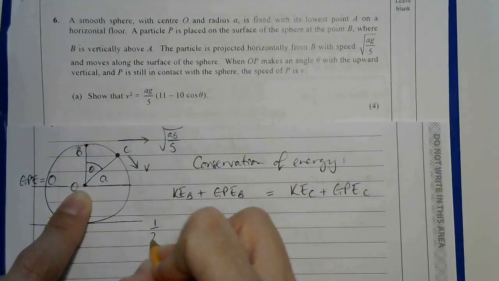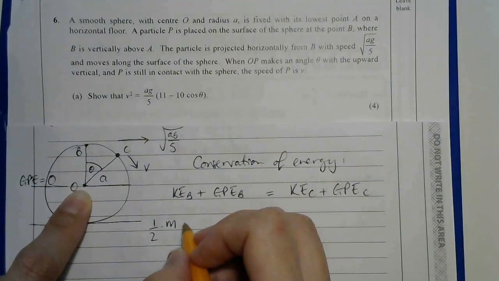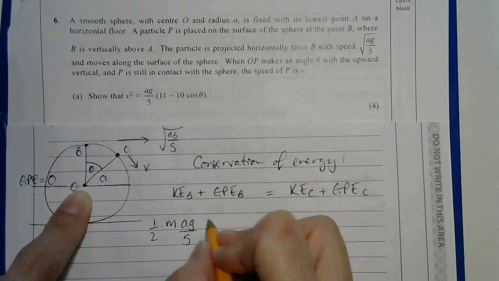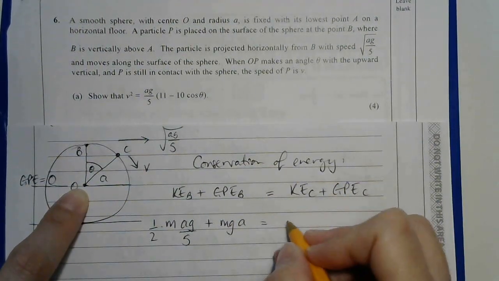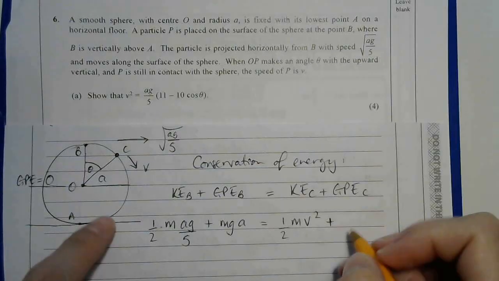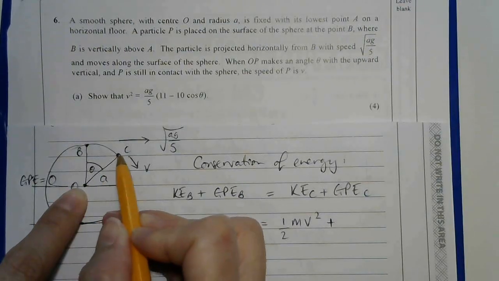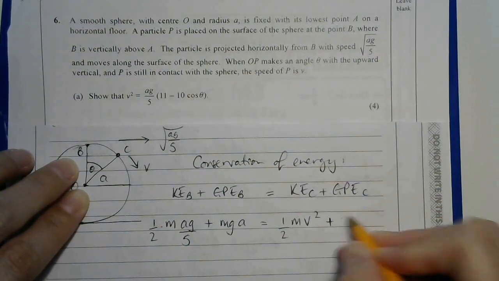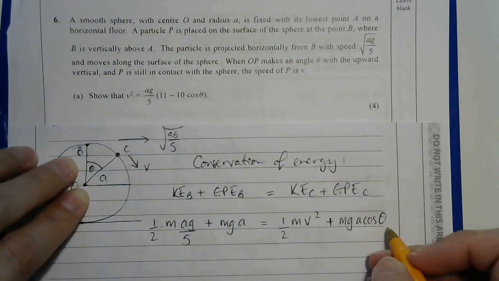Okay, so I've got half times the mass, which they didn't tell me, so I'll just call that m, times the initial speed squared, so that will give me ag over 5, squaring this, plus mg, and the height there will be a, equals the kinetic energy at this position, so half mv squared, plus the gravitational potential energy here. If this is a, I consider that the hypotenuse, then I'm looking for the adjacent, this height here. So that is a cos theta. And I need to multiply that by m and g to end up with the gravitational potential energy.